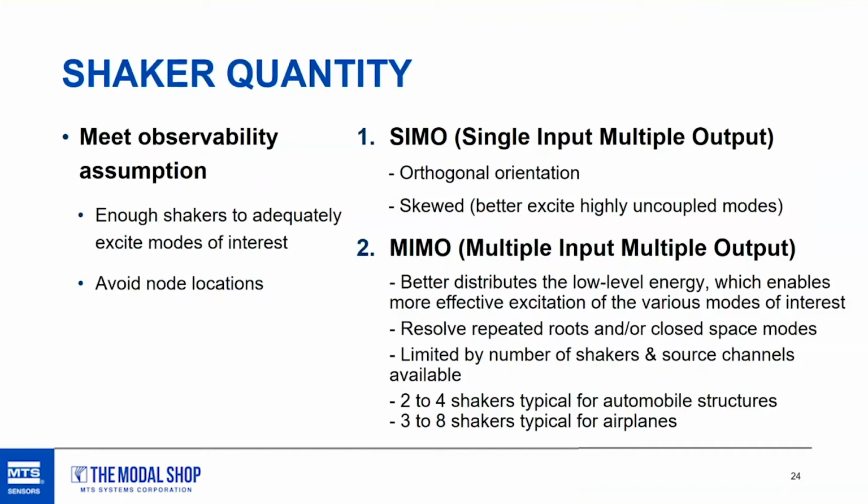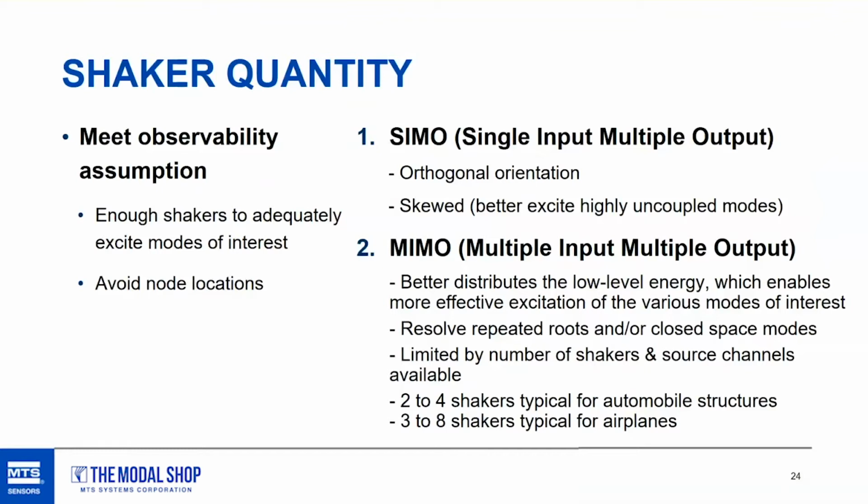By having more shakers, you can better distribute the energy throughout the structure, and you can more effectively drive the various modes of interest. The MIMO technique also helps when you have repeated roots or closely spaced modes, so it helps you identify those modes better. And of course, the number of shakers you can use is also limited by how many shakers you have available and how many uncorrelated sources you have to drive those shakers.